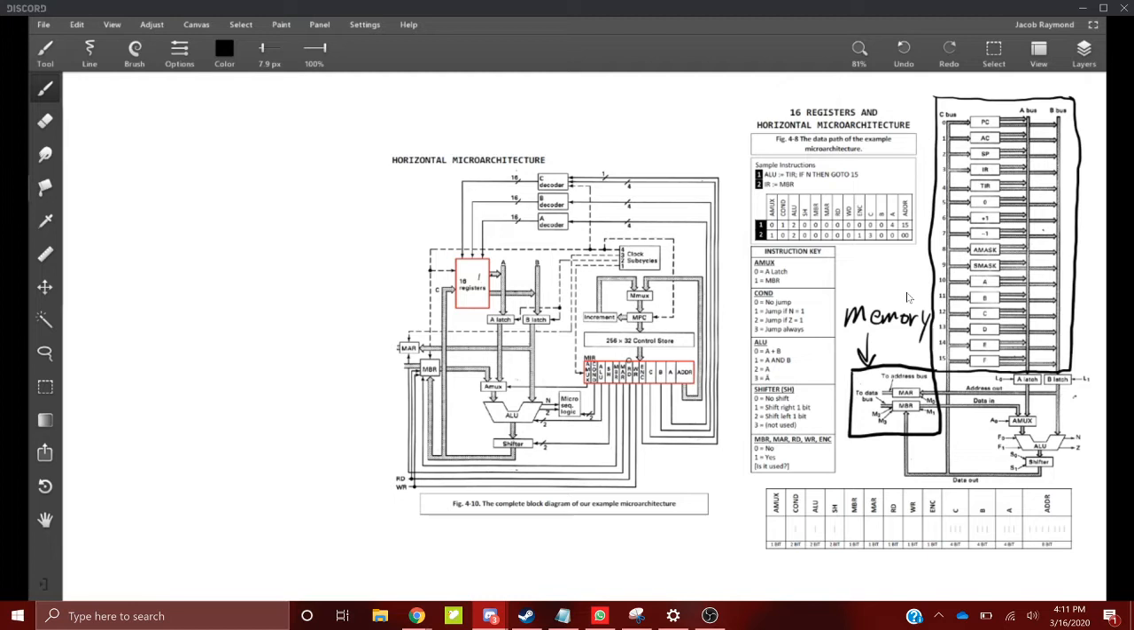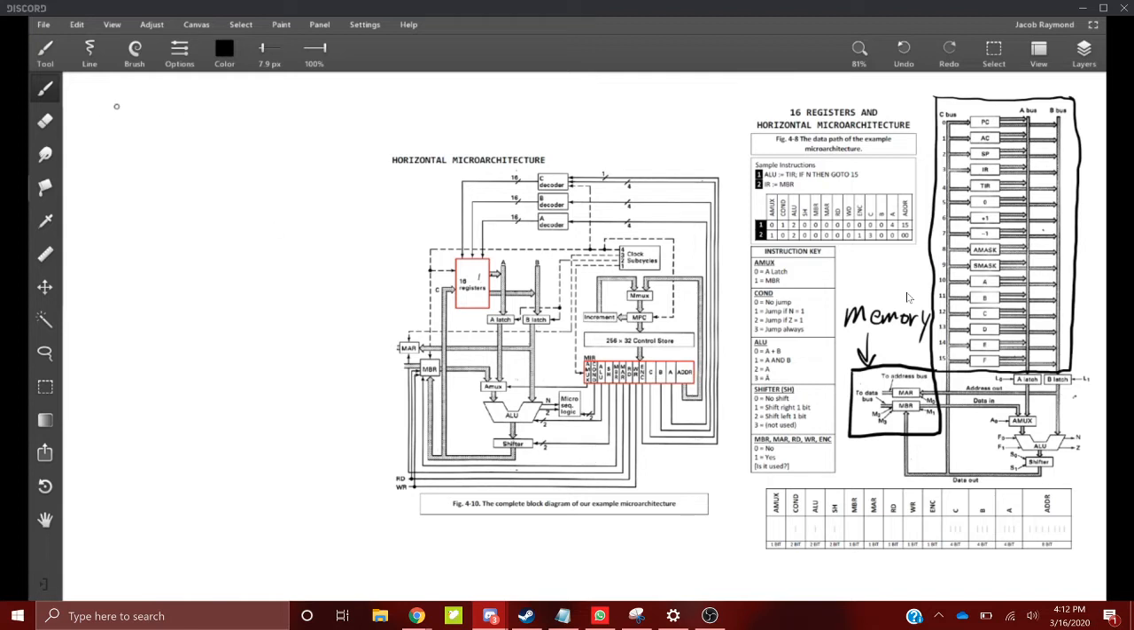So here you can see this 32-bit instruction gets split up into the AMUX, the condition, the ALU, the shift, and so on. And the programmer has full control over setting every single one of these. And that's essentially the most basic way you could make a CPU. You make the instructions just control exactly what's happening.